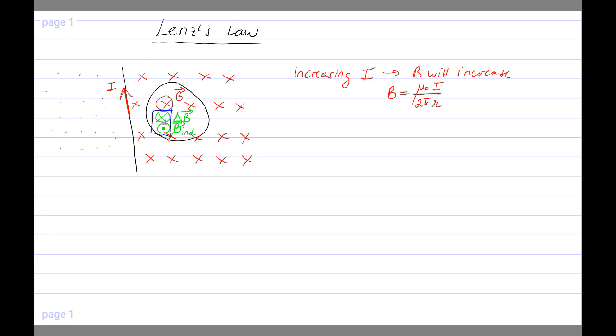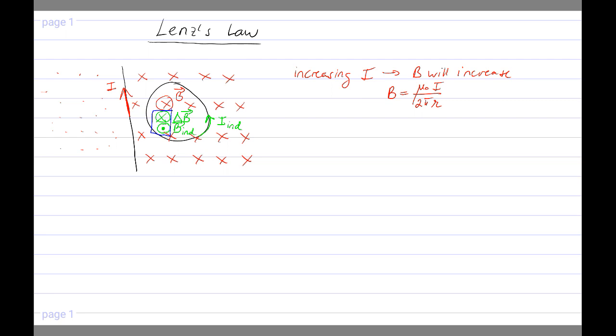And to figure out the direction of that current, we have to place our hand inside the loop with the fingers coming out of the page, which then means that the current, the induced current, will be counterclockwise. Okay?